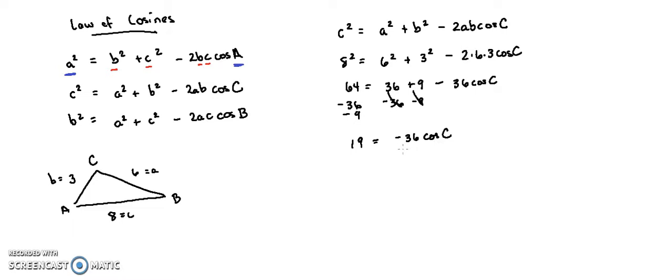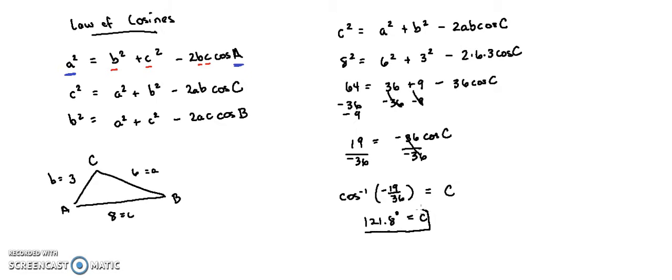Then we're trying to get cosine C by itself, so we'll divide by negative 36. Now we've got cosine C equal to this. To get C by itself, we're going to have to do cosine inverse. So cosine inverse of this number is going to give us C. When we put that in the calculator, that's going to give us 121.8 is equal to C. So 121.8 degrees is angle C.